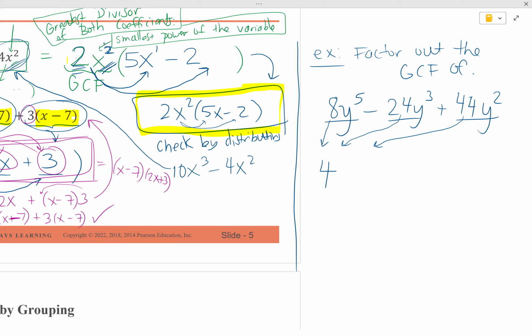And then I should be able to take some number of variables, but like we mentioned up here, you have to take the smallest power you see. I see a 5th power, a 3rd power, and a 2nd power. I can't take more than 2 because this last term only has 2 to spare. I can't take more than 2. So that's as much as I can take out.